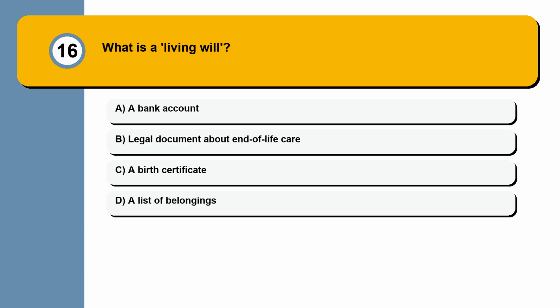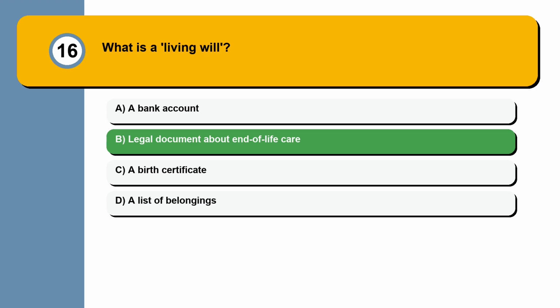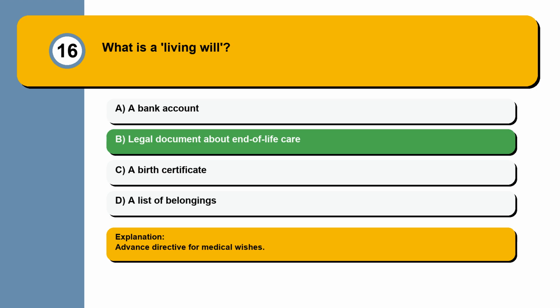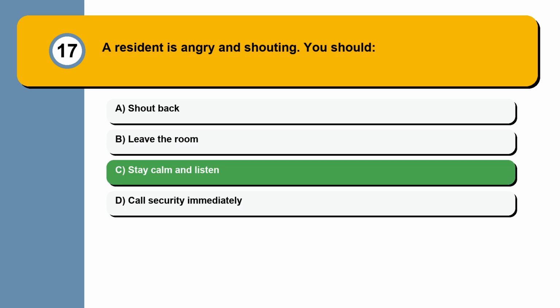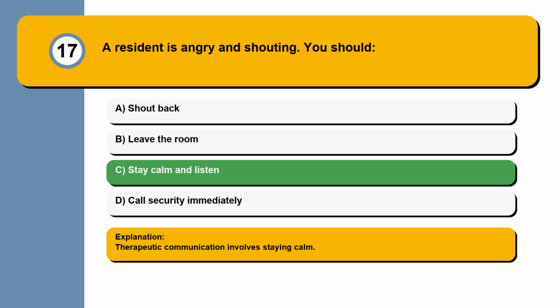Question 16. What is a living will? A bank account. Legal document about end-of-life care. A birth certificate. A list of belongings. Advance directive for medical wishes. Question 17. A resident is angry and shouting. You should shout back. Leave the room. Stay calm and listen. Call security immediately. Therapeutic communication involves staying calm.